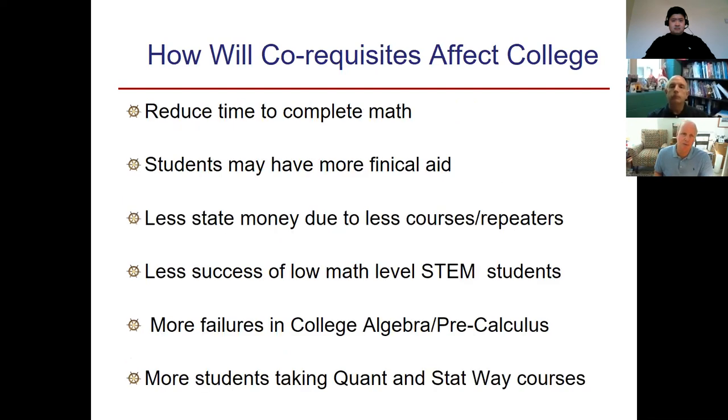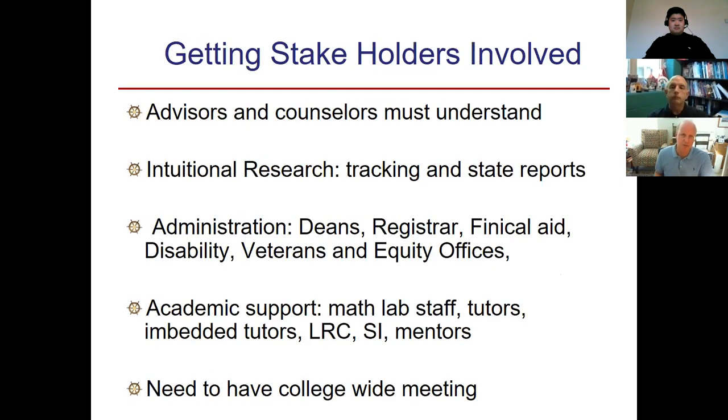Okay. Reduce time to complete math. You got that. Students have more financial aid. Less money for state. Is that right? Yeah, less money for state because you're not taking the developmental courses. You're not having repeaters. Less success rate in low-level math courses. We talked about that too. More failure. That's what we're finding out. Your college algebra course, if it was a pre-calc, will have more failures. However, if you do the 0.5 times 0.5, they don't. In other words, if you combine intermediate and that, and more students taking StatWay and QuantWay, those are good ones. Stakeholders. Quickly, get your advisors to help you, institutional research to track it, administration to help you.